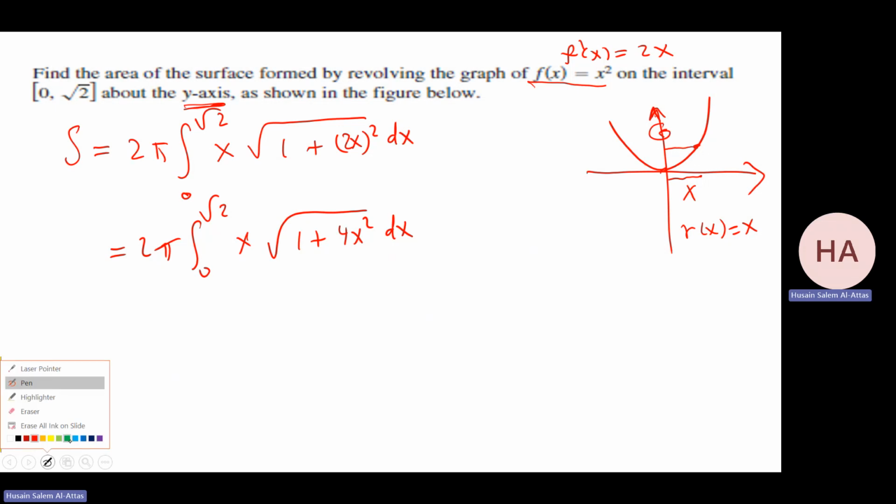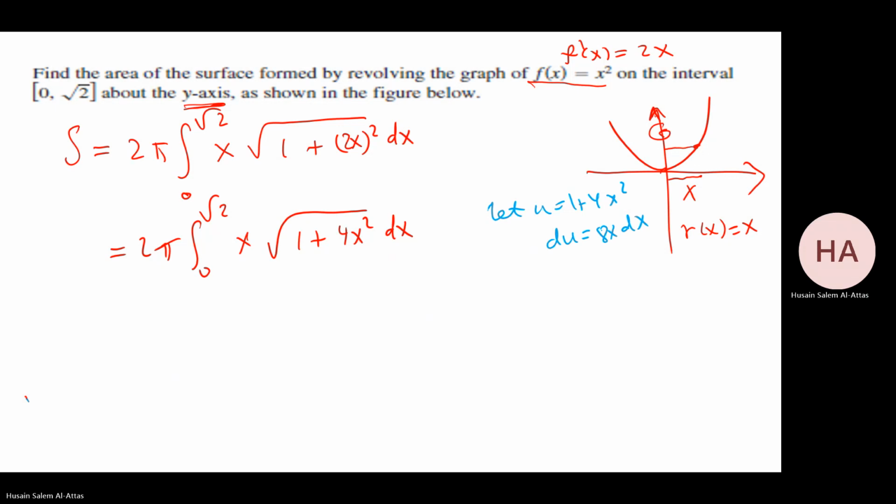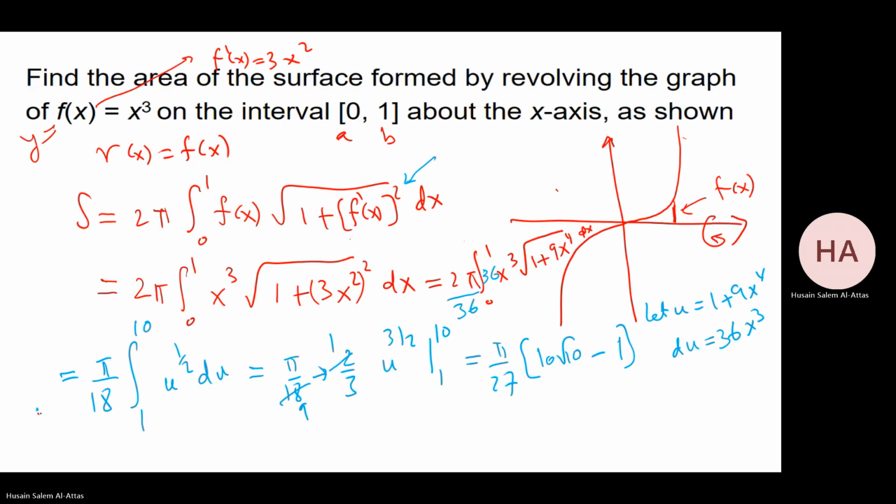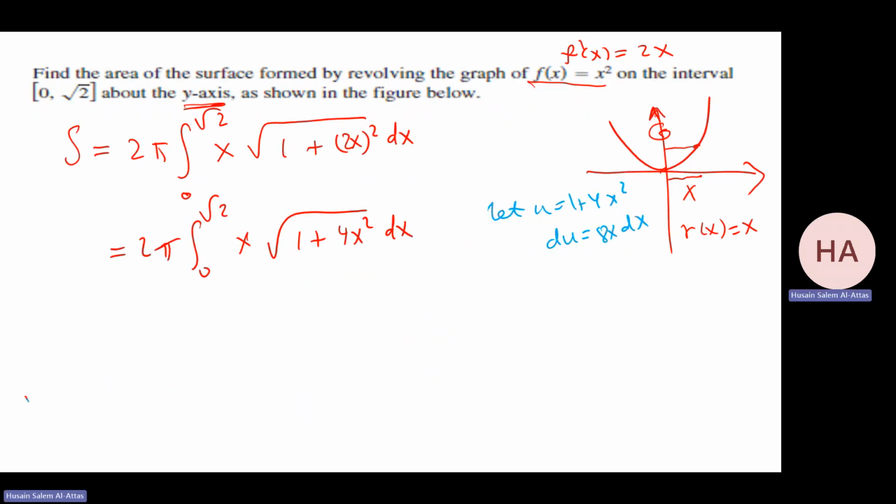Now I let u = 1 + 4x². du would be what? 8x dx. So I need 8, I divide by 8. So I have π/4, from where to where? At 0, it will be 1. At √2, it will be 9.